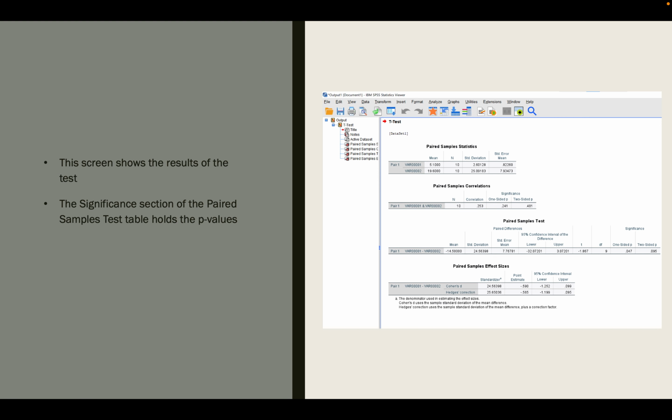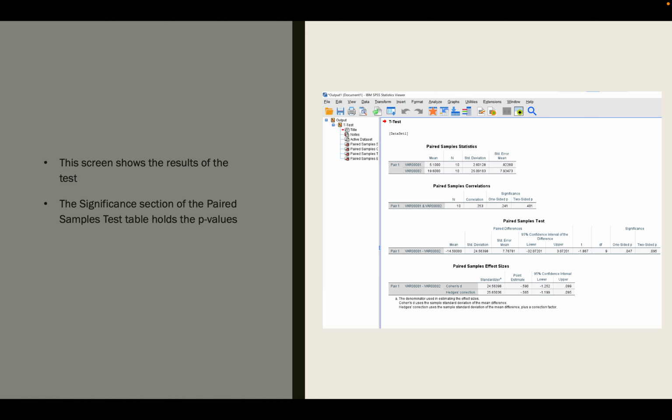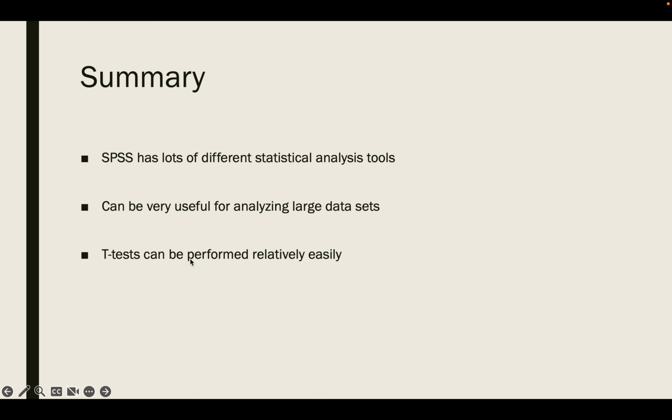how to do a t-test in SPSS. Your two values here are what you're looking at. This is the process of doing it. Yes, I believe that's it. So that's SPSS as a whole. We talked a bit about it. I'm going to do a summary here.